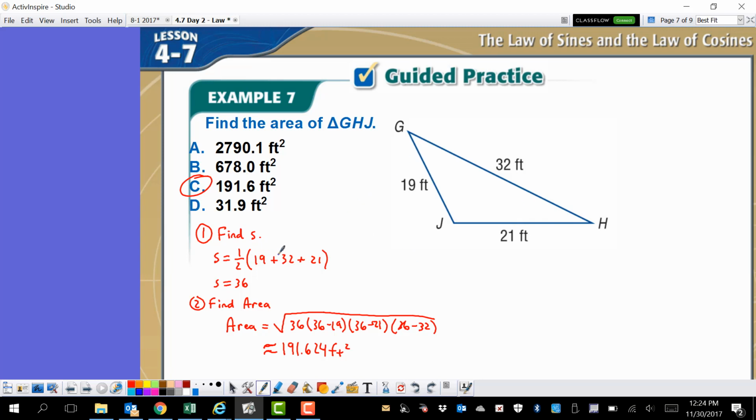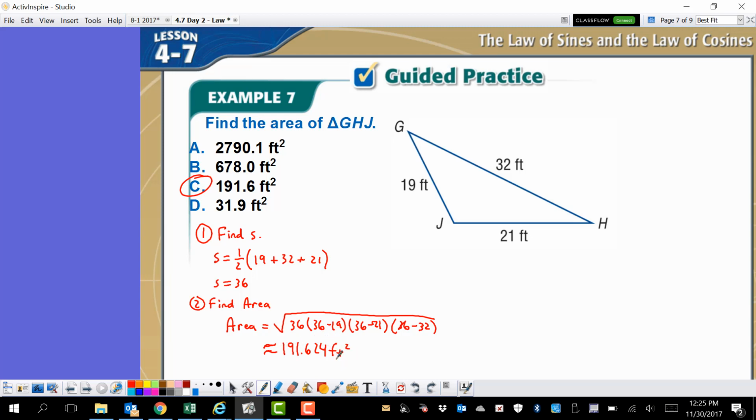We take 19 plus 32 plus 21, that's the perimeter. Multiply the perimeter by 1/2, or divide it by 2, and we get 36. So then I use that to plug that in Heron's formula, okay, which is all my values. Sorry for my handwriting here. That's actually 21, but you probably already knew that. Plug it in the calculator and solve, and I get 191.624 feet squared.